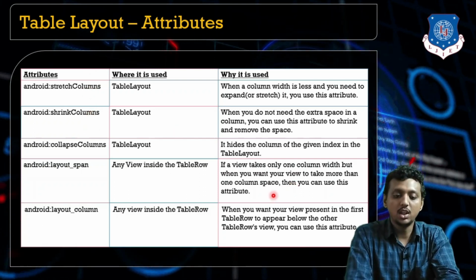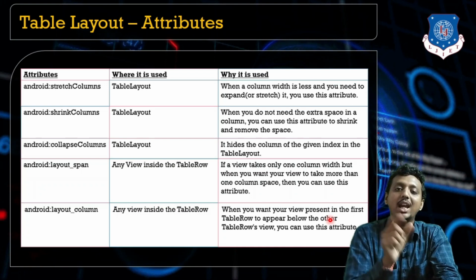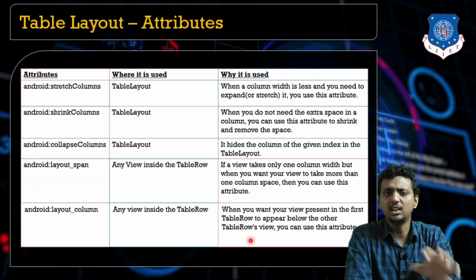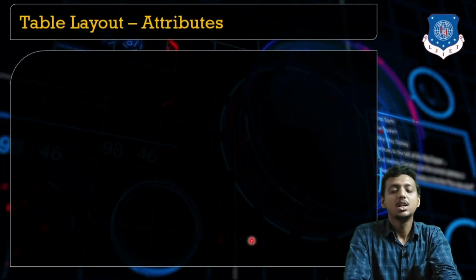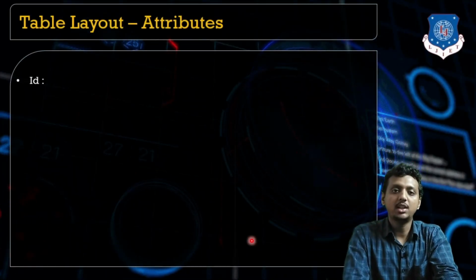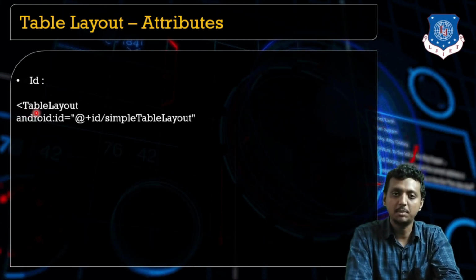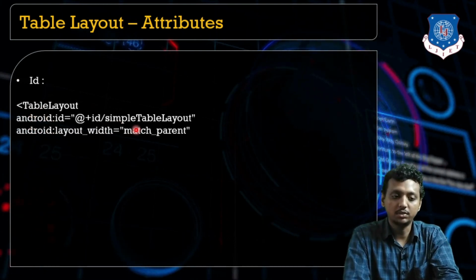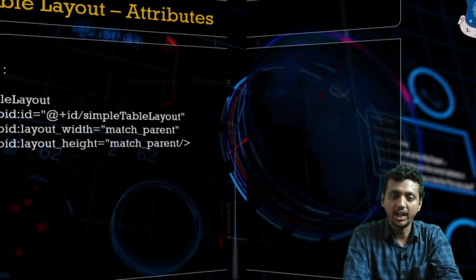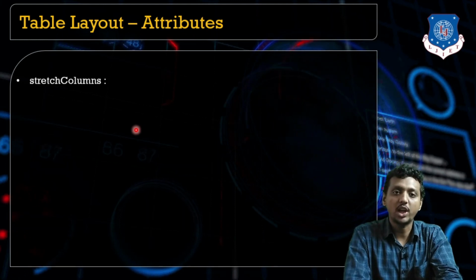Fine. So here, when you want the first table row's view to appear below another table row's view, then you can assign the attribute. We will see about this later during the practical, so do not worry about it. Let me explain the very first attribute, that is the ID. You just need to write the table layout tag, then android:id, and specify the ID of the table layout. Its width and height are match parent and match parent both. Next attribute of the table layout is the stretch columns.